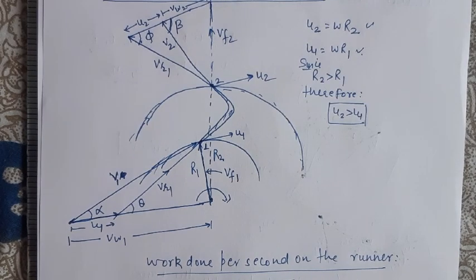So we have completed the chapter of the impact of jets. In the next chapter we will be starting with the turbines, where we will see the Pelton wheel turbine, Francis turbine and Kaplan turbine. To understand the turbines, you have to understand these velocity triangles very carefully. So for the last 2 minutes I am again revising the concepts.